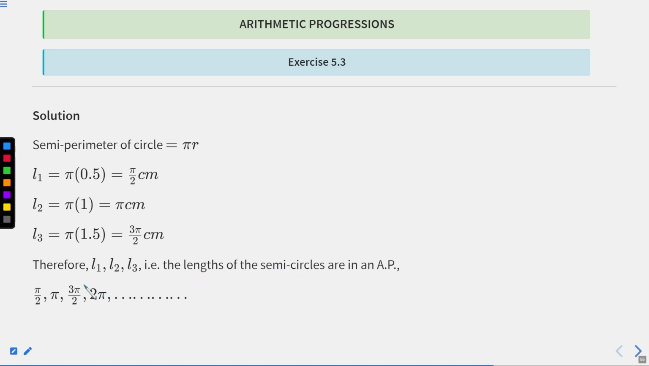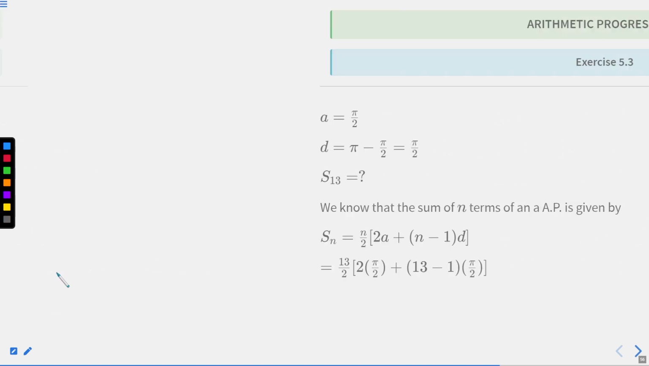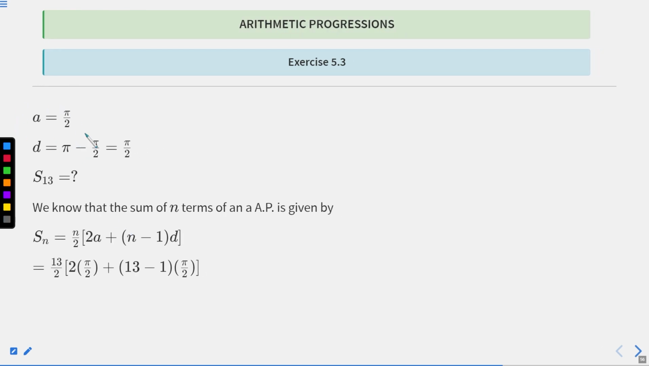So here pi by 2, pi, 3 pi by 2, 2 pi, and so on, this list of numbers basically forms an arithmetic progression. Now the first term is pi by 2, and the common difference d is equal to pi minus pi by 2, that is pi by 2. So the first term is pi by 2 and the common difference d is pi by 2, and we need the sum of the first 13 terms, that is S13.